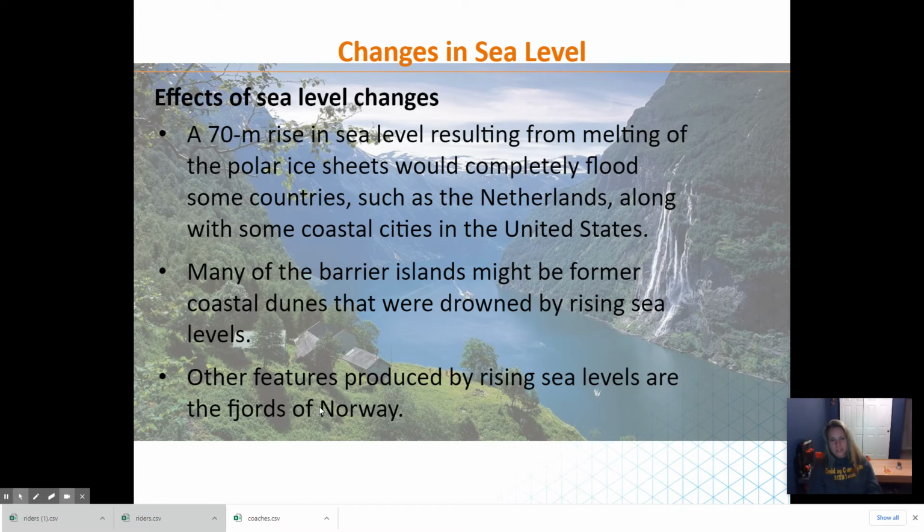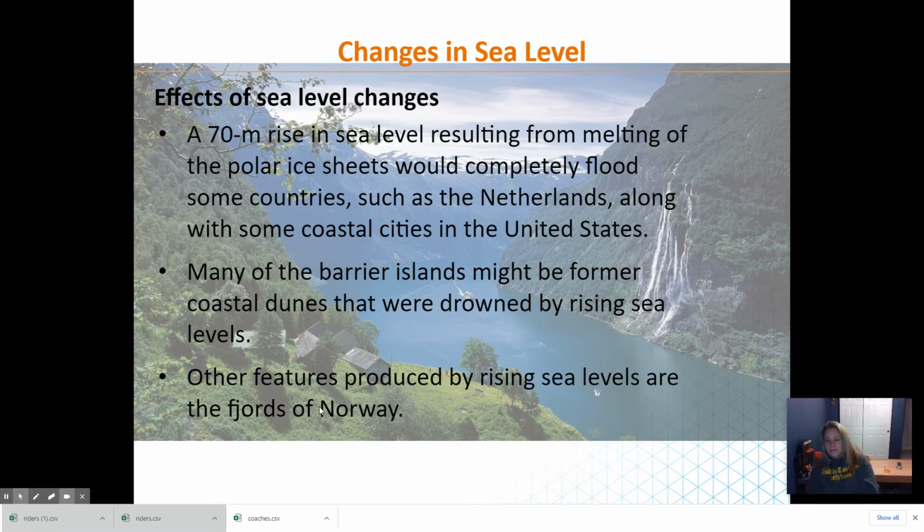All right, so the effects of sea level changes, a 70-meter rise. So think about 70 meters thick. That's significant. That's huge. If we had all of the polar ice caps melting, it would cause 70 meters. So that means that pretty much every single city that is near the coast would be underwater. That's pretty significant when you have 50% of people living in those cities.